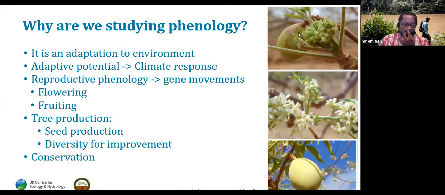Finally, and in many ways most importantly, we need to know where and how much diversity is out there in the landscape to be able to protect what remains and to plan in situ and ex situ conservation where we need it. And with that, I'll hand over to my colleague, David Odee.